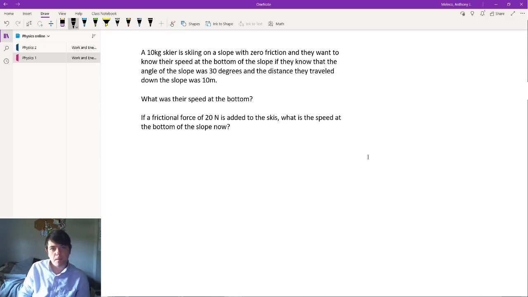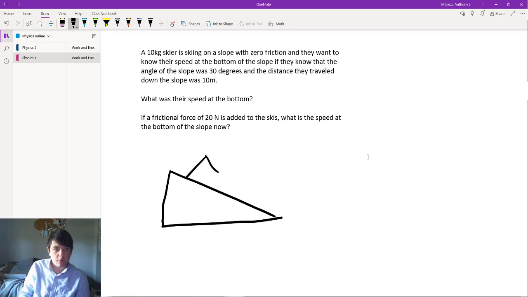So, how this type of problem works. You have a slope, kind of looks like some cheese or cake or something. And you got a skier on top. I've done skiing problems before, right? I usually give them a little hat. It's pretty funny.